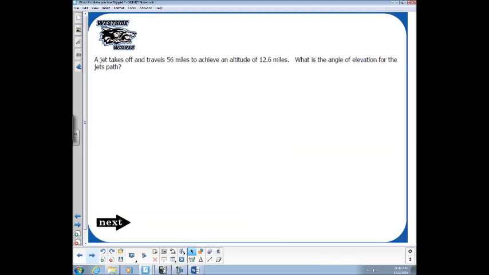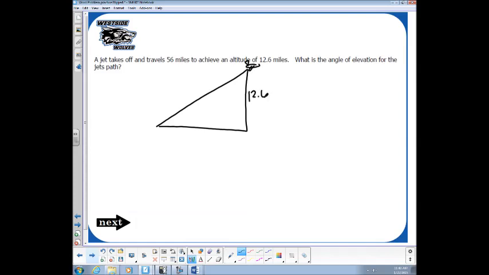Okay. Now, when you're dealing with jets, that's a special situation. A lot of times they give you the information. It says that the jet's going to achieve a height, an altitude of 12.6 miles. What is the angle of elevation? It says the jet travels 56 miles. When we're talking about traveling, we're always talking about ground distance. So the 56 goes here, not the diagonal line. People will put that in the wrong place and ask for the angle of elevation.